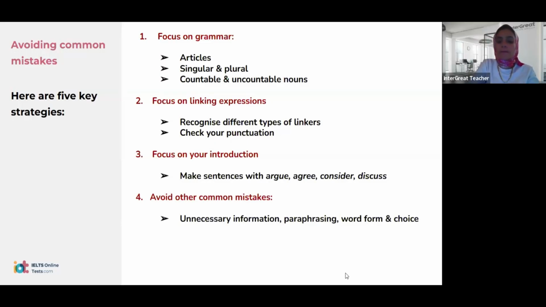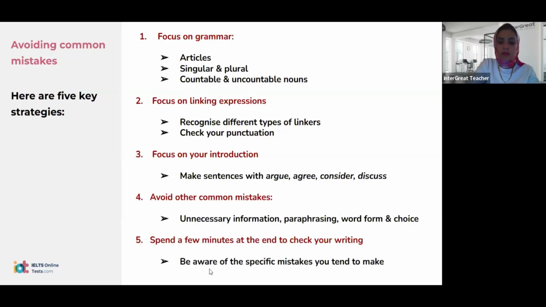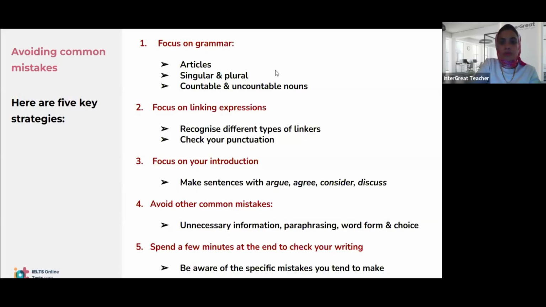Okay. All right. So, "depends on." Another thing is to spend a few minutes at the end to check your writing. Editing is very, very important. So let's see if some people have any questions. Yes, tell me. The third point.